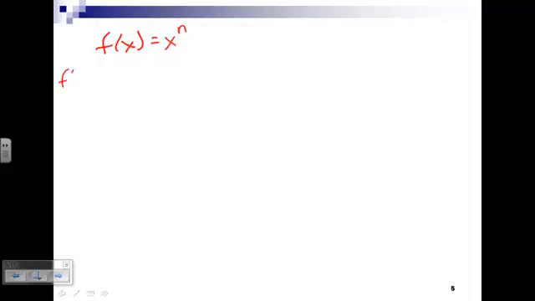Wait, I thought we had this thing that said the derivative function is equal to the limit as h approaches 0 of f of x plus h minus f of x all over h. That's what I thought we did when we wanted to find a derivative.